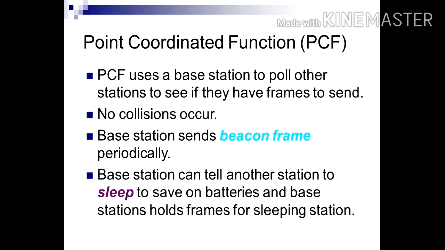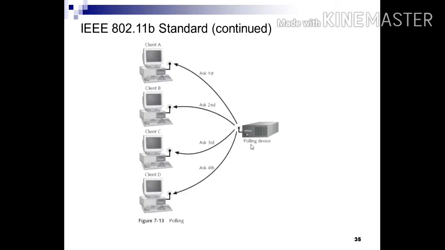In order to avoid collision, the other mode of operation is called the point coordination function. So what happens in the point coordination function? The base station, or you can say the access point or a wireless router, acts as a polling device. It will poll, or send a beacon frame, to client A.